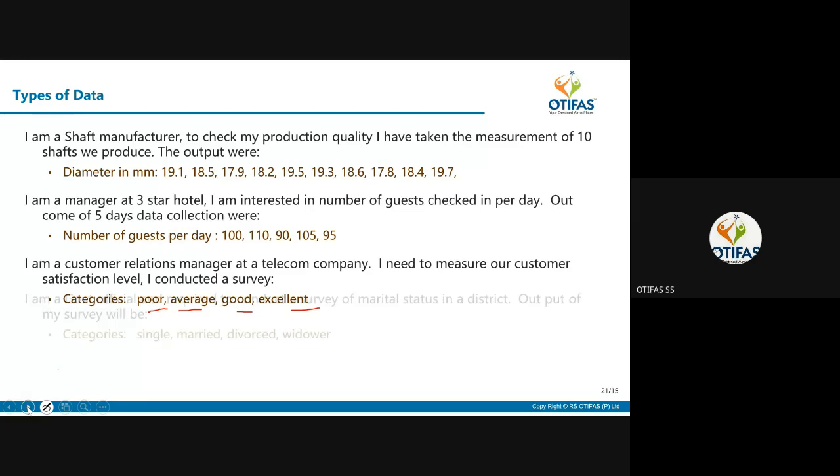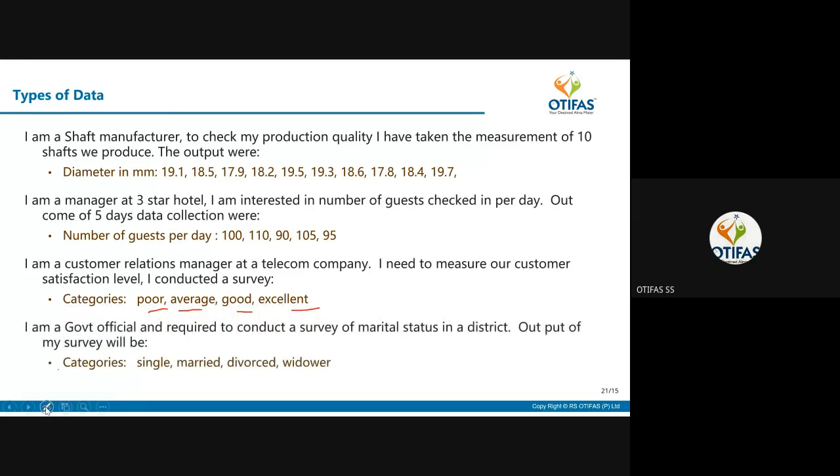And another example: every 10 years the government conducts a census, and the last census was carried out just last year, I think. In the census, the government official came and took your marital status. So the result of that will be something like single, married, divorced, widow, etc. Now tell me, what is the similarity between these data and what is the difference between these two types of data?